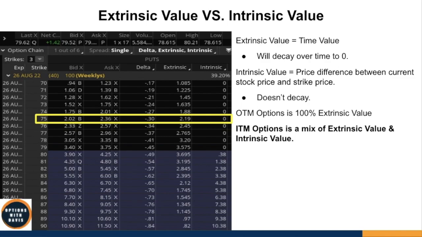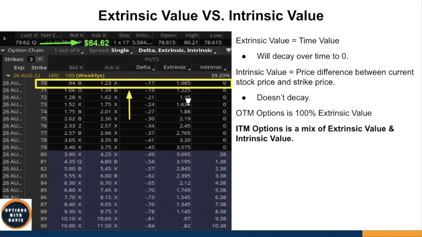Right now it's 79.62, and let's just assume that today itself, after we have sold, the market has moved up $5, five points, to 84.62. That means your out of the money option would have become even more out of the money, because the market has moved up. So what happens to this extrinsic value? It will basically decay to $1.85.